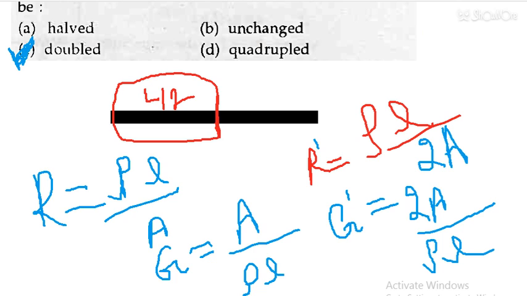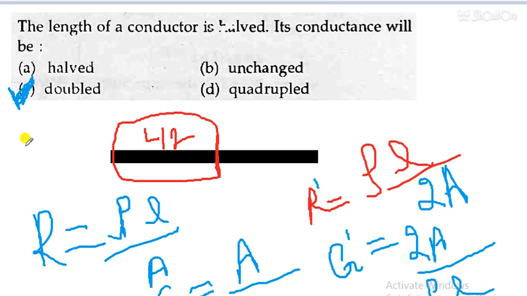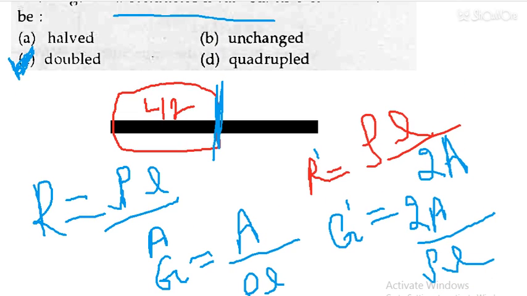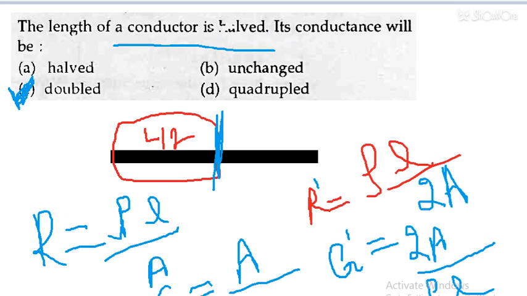And you can see the question again. The length of a conductor is halved. That means the conductor is cut from here. He is asking about its conductance. So when the length is halved, then resistance is halved. If resistance is halved, then its conductance is doubled. So I hope this question is clear. You can check the solution down below. I am scrolling the screen.